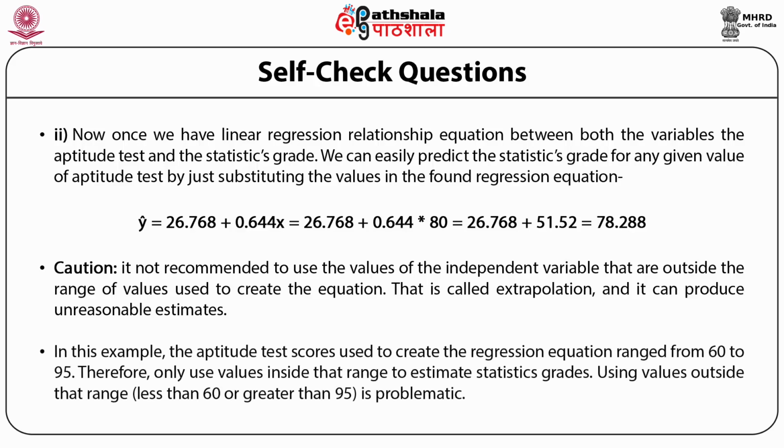In this example, the aptitude test scores used to create the regression equation ranged from 60 to 95. Please refer to the table. Therefore, only use values inside that range to estimate the statistics grade. Using values outside the range, that is, either less than 60 or greater than 90, will be problematic.